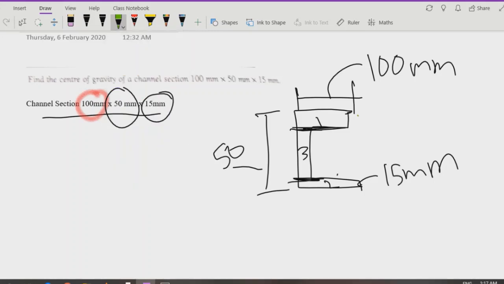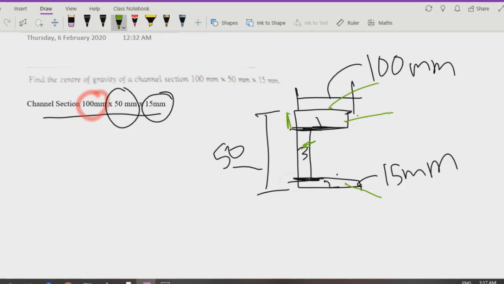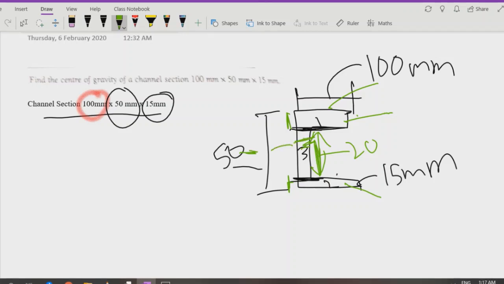In the first section I have a horizontal dimension of 100 and my vertical dimension will be 15 mm. Same for this one. For this dimension, 15 will be cut from here and 15 from here, so 50 minus 15 minus 15, that is 50 minus 30, is equal to 20. So the height will be 20, and this thickness horizontally is 15 mm.